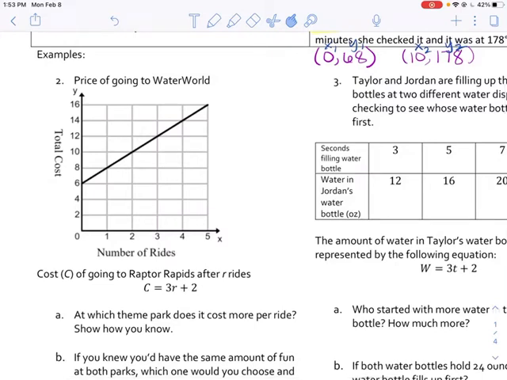We're going to be comparing things. So I see the first thing I'm comparing. I'm going to Waterworld and I've got a price here. I've got total cost and number of rides. And then the other thing I'm comparing, it's really little, but we have the cost of going to Raptor Rapids after our rides. And I'm going to assume that the cost here is dollars, and we're just going to go ahead and do that.